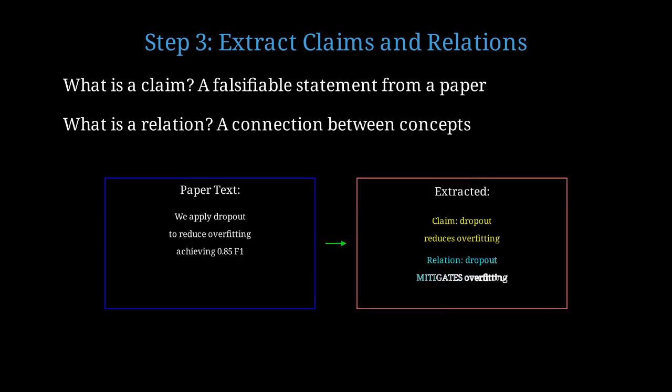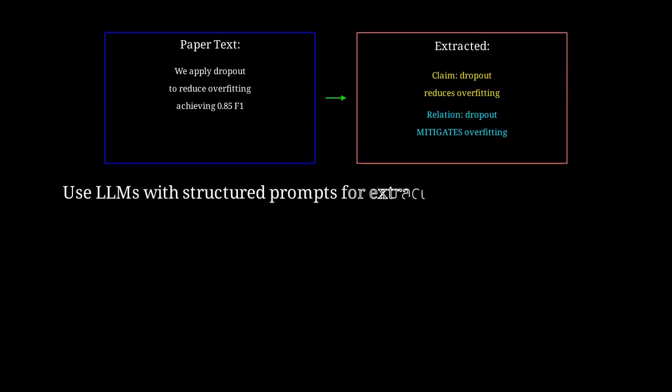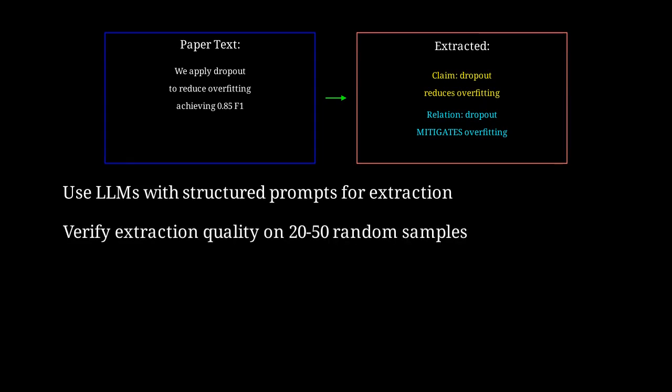From raw paper text, we extract structured claims and relations. The claim is that dropout reduces overfitting. The relation is dropout mitigates overfitting. Use large language models with carefully structured prompts for this extraction. GPT-4 or Claude can do this reasonably well. But you must verify extraction quality. Take 20 to 50 random samples and manually check that the extracted claims match the paper content.